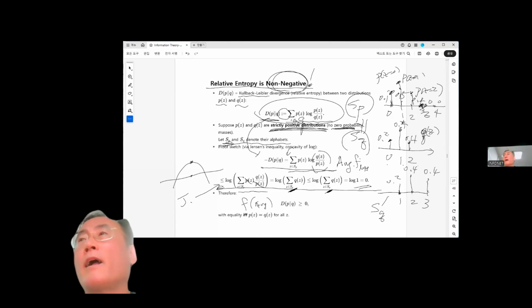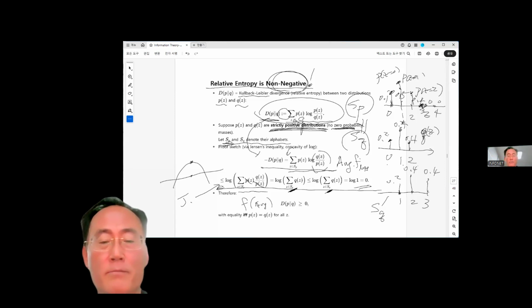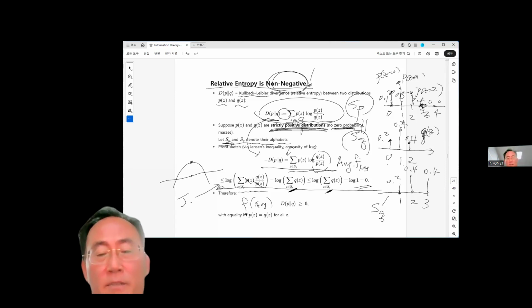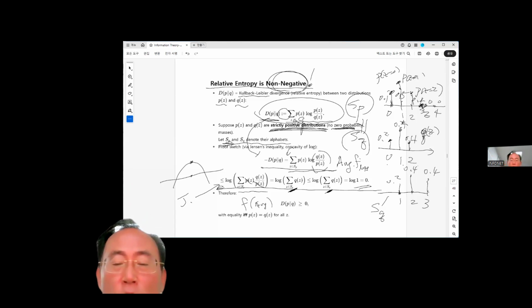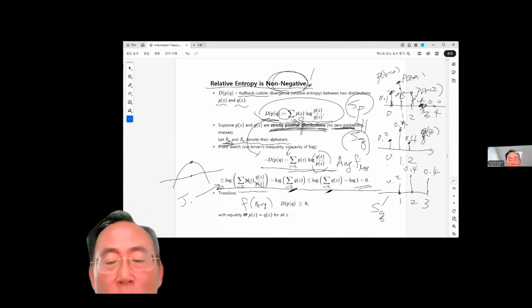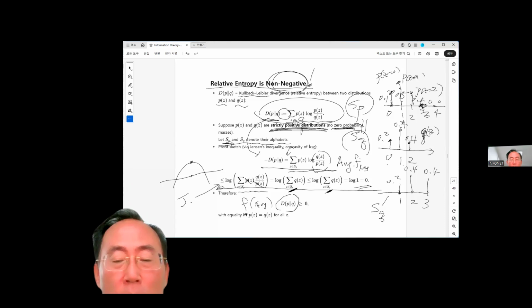Anyway, I am recording this, so there will be no problem. Okay. So once you have done that, basically we can show that, applying the negative sign, this negative relative entropy is always smaller than or equal to 0.